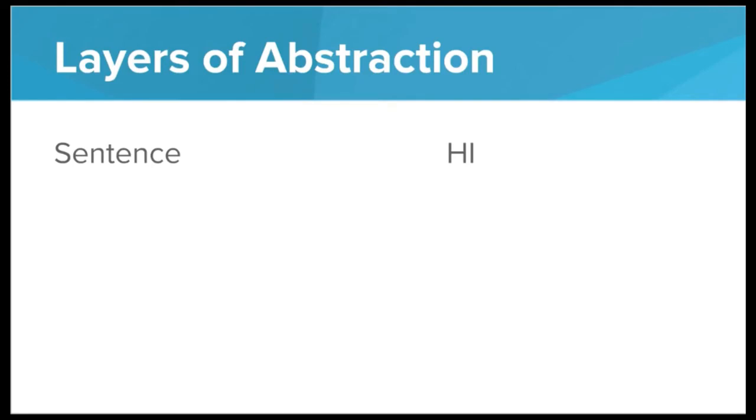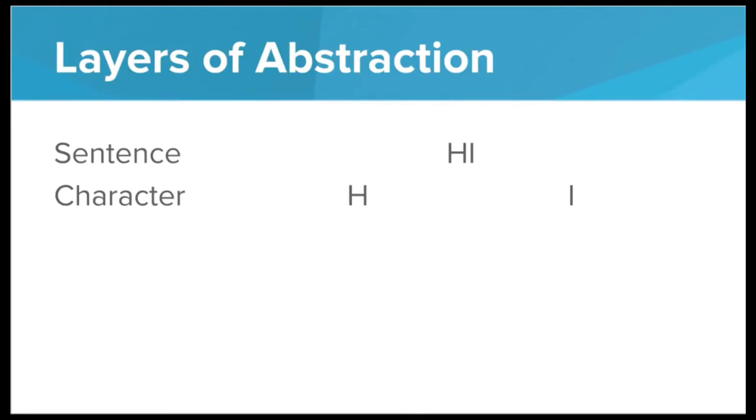So at the very top level, we have the sentence layer of abstraction. At this layer of abstraction, we see the sentence hi. And this sentence means something to us. It means a greeting, it means hello. But if we break down this sentence, we see that hi is really just made up of very simple things, which are characters, an H and an I. So this is the character level of abstraction.